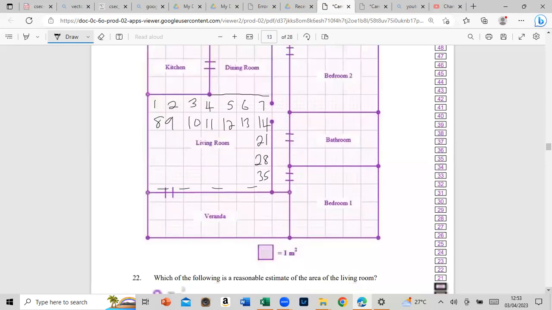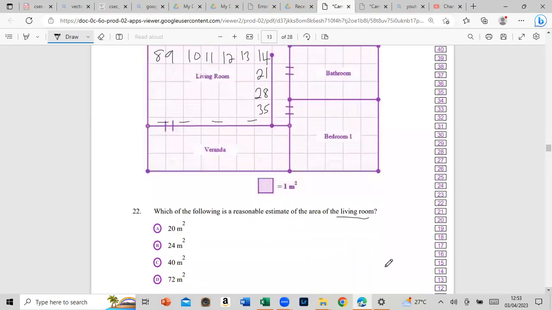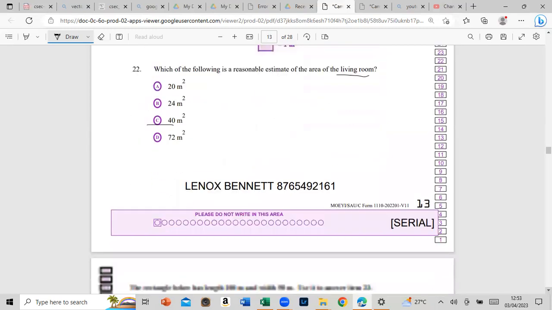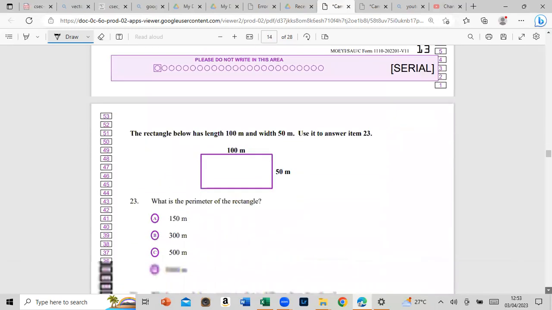Let's see what the options have in store. So that would be 40. They did say an estimate, so it's not exact. So for that one, it would be 40.